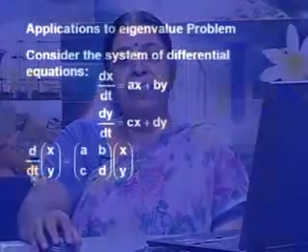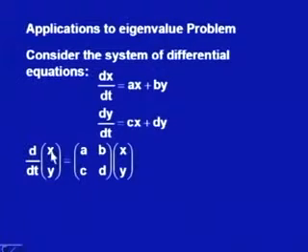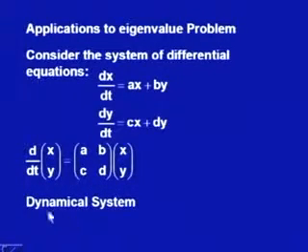Now, this system can be written in matrix form. Here d by dt of the column vector (x, y), so we have a column vector on the left hand side and we have taken its derivative, is equal to the matrix with rows (a, b) and (c, d). This is the coefficient matrix on the right hand side multiplied by the column vector (x, y). This is a 2 by 2 matrix, and these are column vectors.